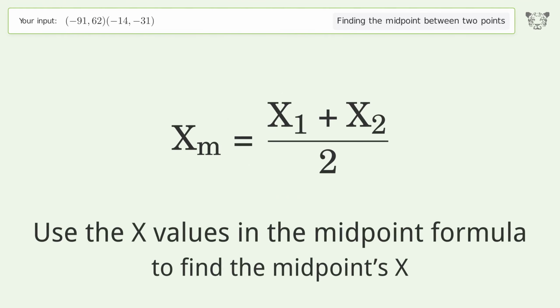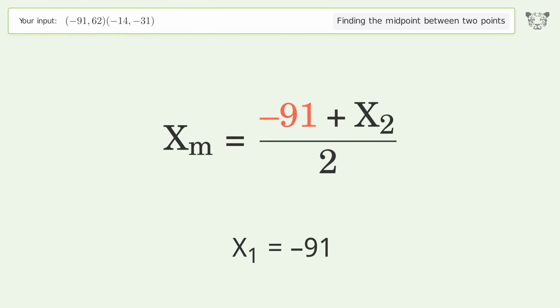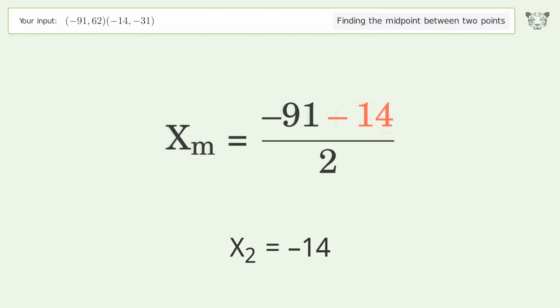Use the x values in the midpoint formula to find the midpoint's x. x1 equals negative 91. x2 equals negative 14. Simplify the arithmetic.